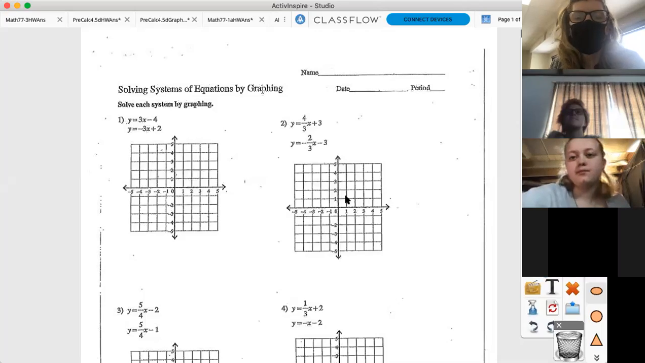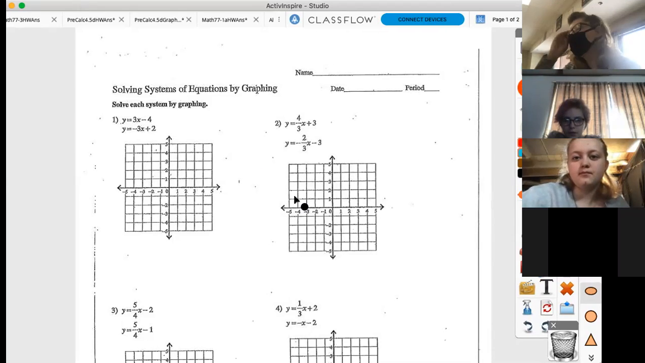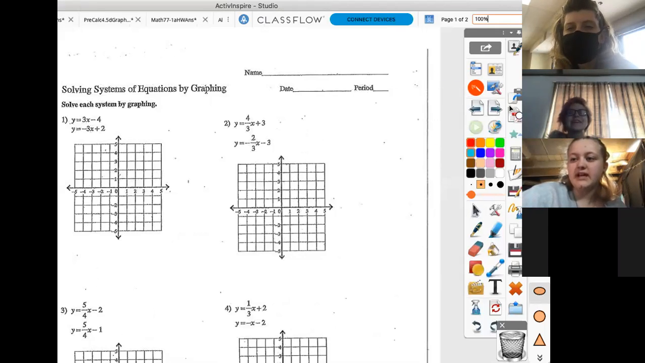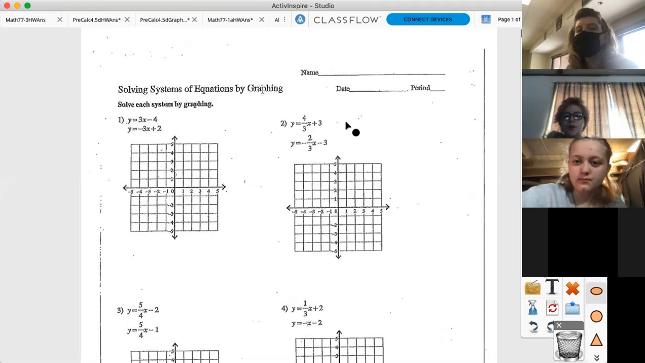And this is, where'd it go? There we go. This is what it looks like. Okay, so for how many problems? 10. 10 problems, that's it. That's all you have to do. We're going to solve it by graphing.